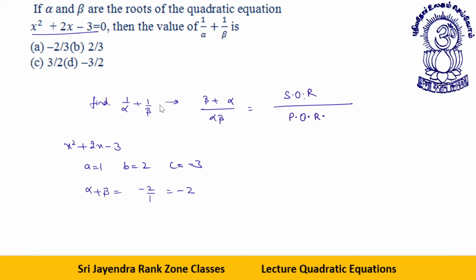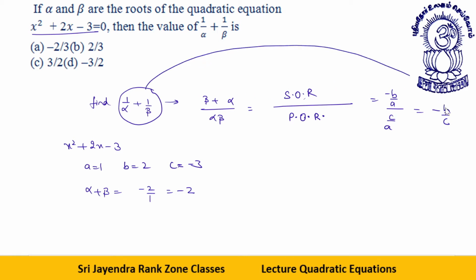Think about it, dear students. The next time you see such a big thing, your answer will be very small. I'm telling you what it will be. It is minus b by a upon c by a. Finally, you need only minus b by c. So 1 by alpha plus 1 by beta is nothing but minus b by c. I don't need to do any of this. Just look at these values and you will get the answer.